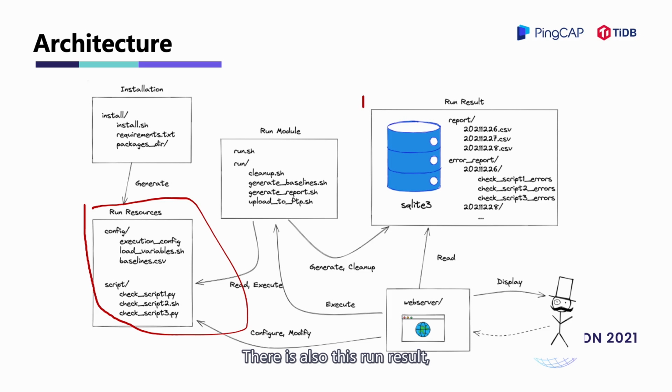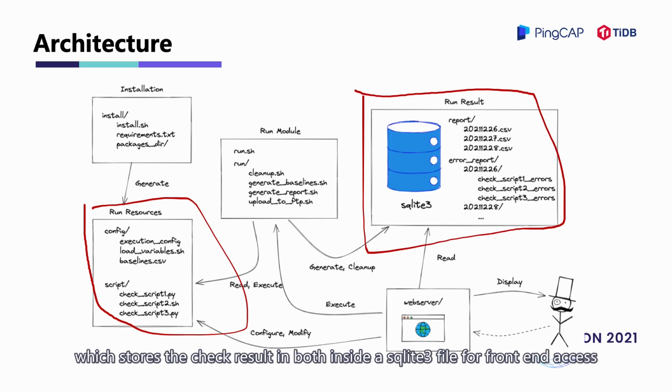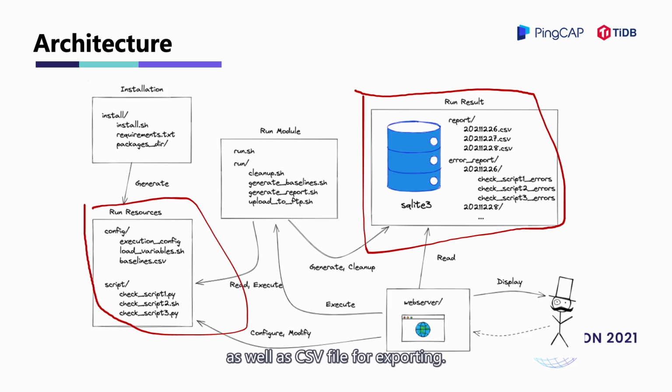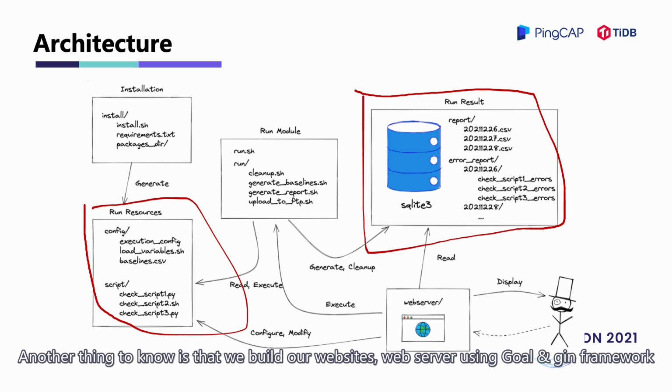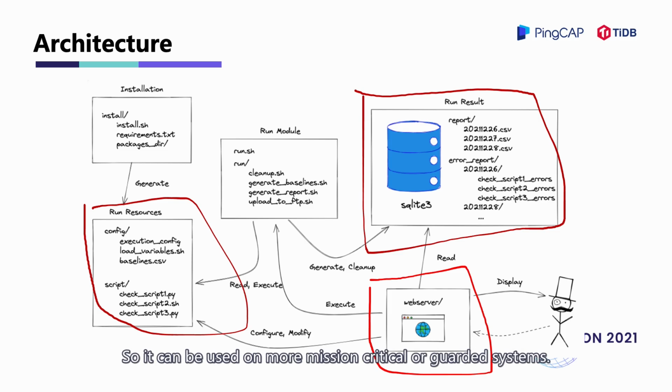There's also the run result, which stores the checked result both inside a SQLite 3 file for front-end access, as well as a CSV file for exporting. Another thing to know is that we built our website's web server using Go and the Gin framework, but the actual execution logic is intentionally written in Python 2 and Shell, so it can be used on more mission-critical or guarded systems.